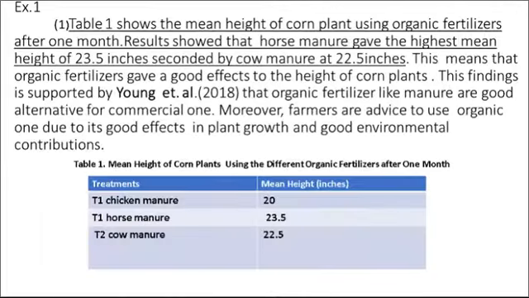The next is, okay, so we have here an example of number 1. Table 1 shows the mean height of corn plant using organic fertilizers after 1 month. Results showed that horse manure gave the highest mean height of 23.5 inches, seconded by cow manure at 22.5 inches. So if you look at the table, in table reading you have to discuss the table number, the title of the table, and the meaning of what is in the table. So it is discussed here. The highest one is the horse manure, which is 23.5 inches. And the second is cow manure, which is 22.5 inches.